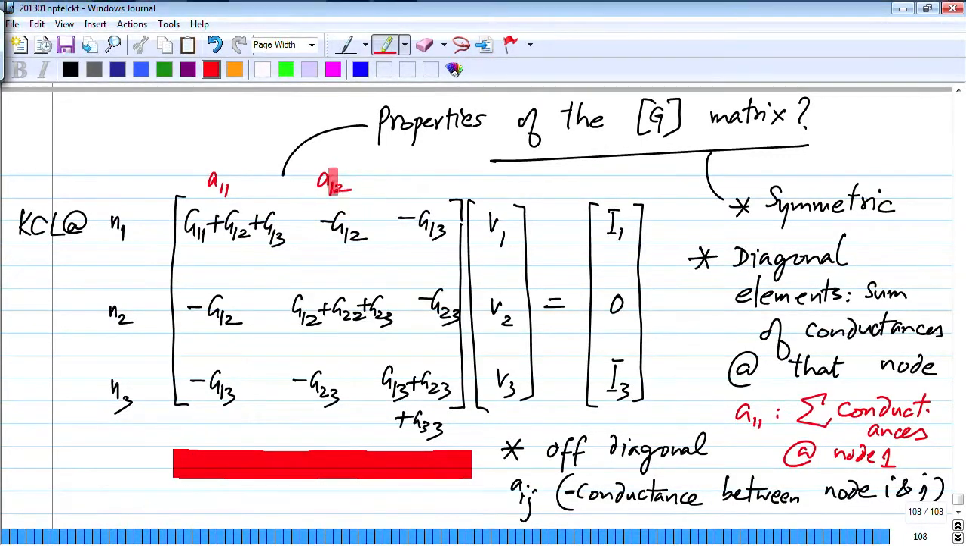Okay. So that's how we have it. That's why this entry A12 is minus G12. That is the conductance connected between node 1 and node 2, and it's also why the matrix is symmetric. This is the conductance connected between node 2 and node 1. Obviously, that's the same as the conductance between node 1 and node 2. So that's how we have symmetry. But to get the symmetric structure, please note that the ordering of the node equations and the ordering of the vector has to be exactly the same.